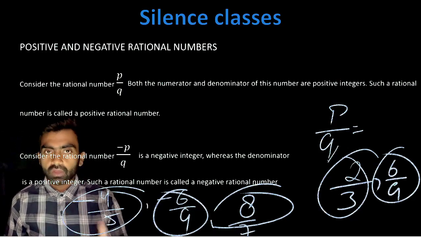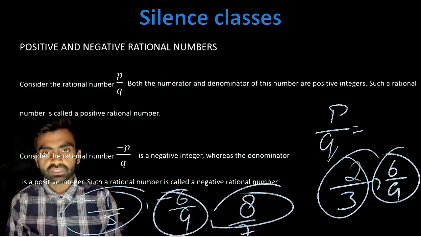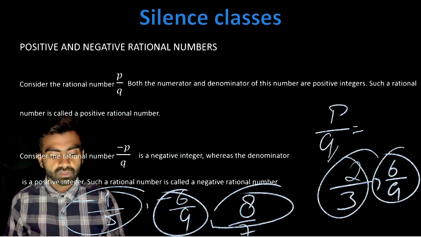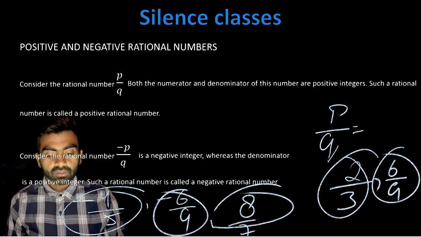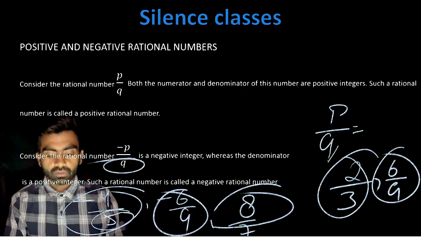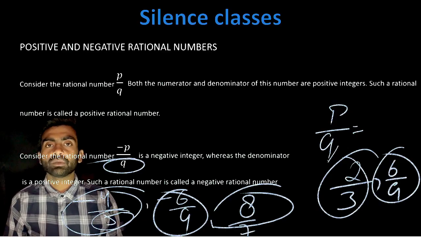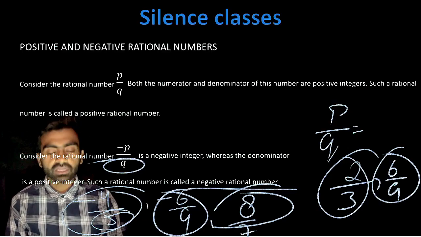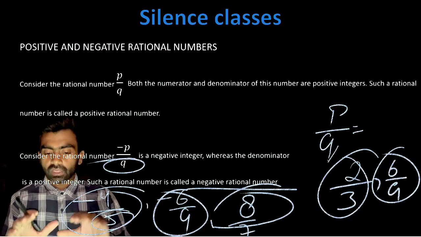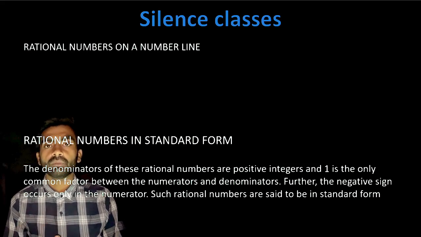Now I'll read out the definition. Consider the rational number minus p upon q, where the numerator is a negative integer and the denominator is a positive integer. You can check it out, the denominator is positive. Such types of rational numbers are known as negative rational numbers. If you understood each and everything over here, you will not face any problem while doing the questions.